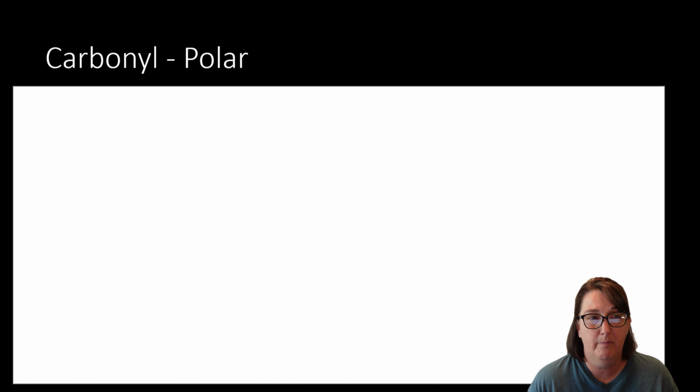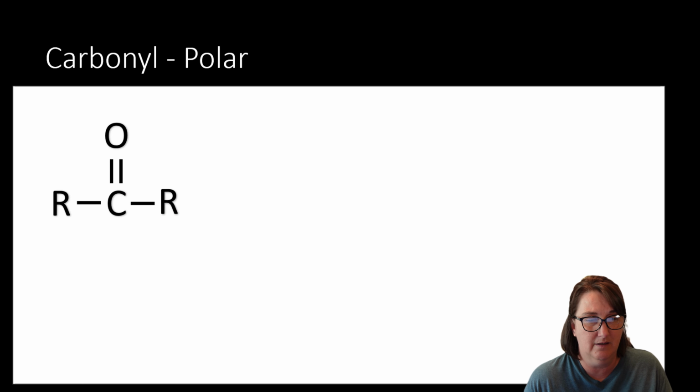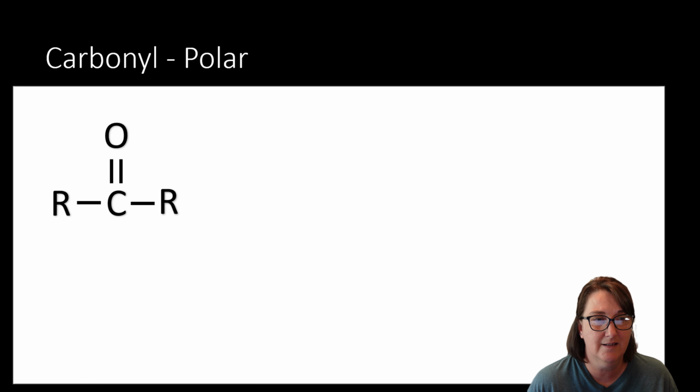Next, let's talk about carbonyl. Carbonyls are also polar. So here I have an R group. This is going to be my carbon molecule, whatever, set up. But then I'm going to have a group that is an oxygen double bonded to a carbon. I can have them in the middle, which are ketones. I can have them on the end, which are aldehydes, which is something different.